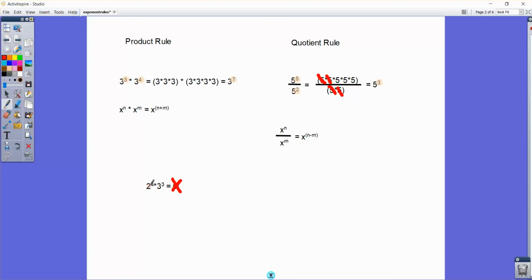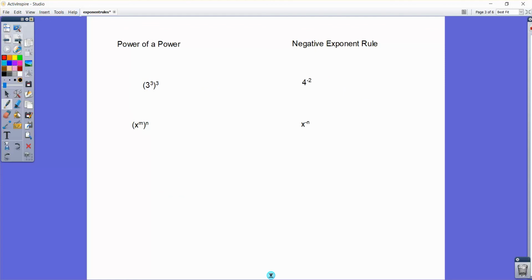2 to the 4th is 16, 3 to the 3rd is 27. 16 times 27 would be approximately 400 something, right? 450 something. So that would clearly not be 6 to the 7th. Anyway, let's move on. What if I have a power of a power?